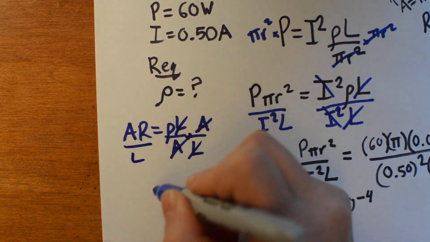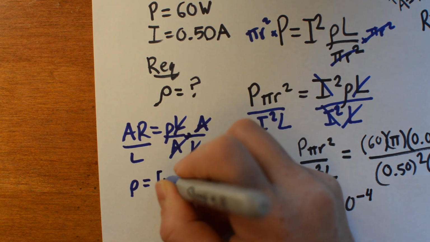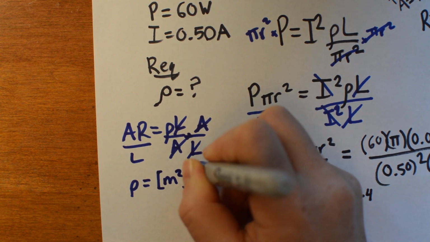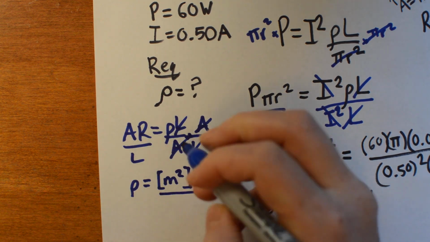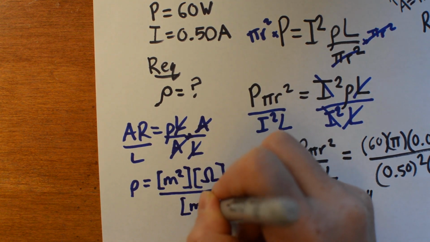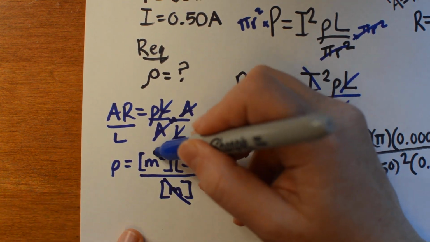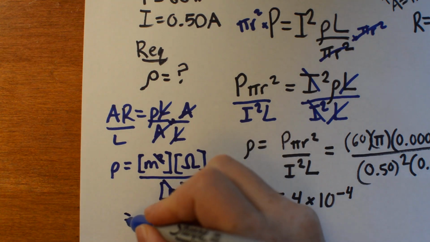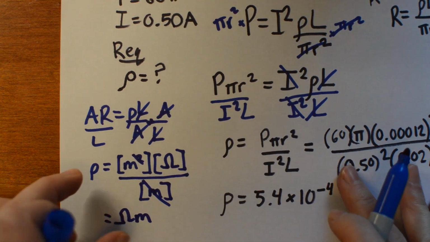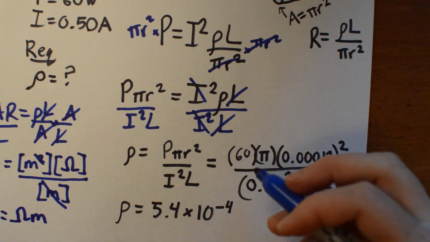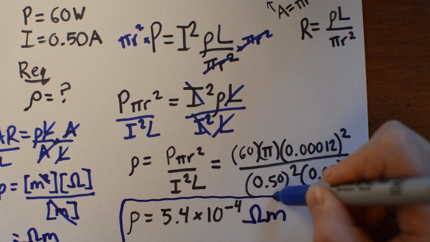That gives me resistivity is A, the units of area are meters squared, times resistance, units of that are ohms, divided by L, units of that are meters. So if you see what happens here, there's meters squared over meters, so the squared will cancel one meter, and you get units of ohm meters. If you forget your units of resistivity, you can just use the equation to get it. They'll be units of ohm meters. And that is my final answer.